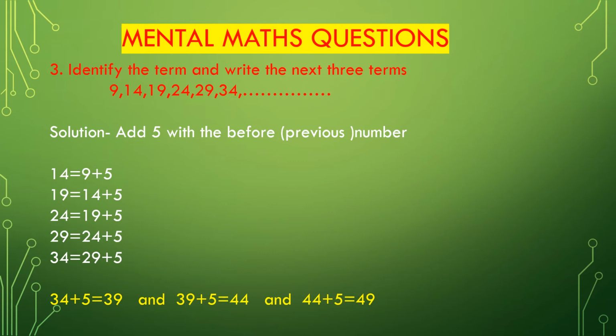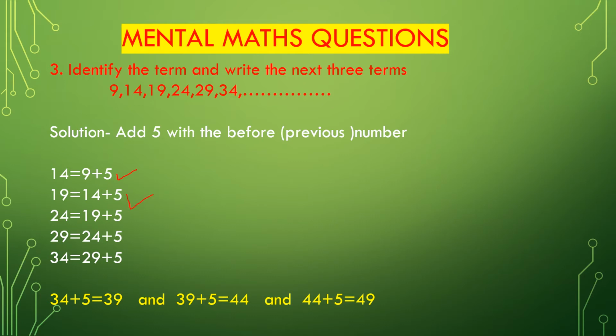Now we'll solve question number 3. Question number 3 is, identify the terms and write the next 3 terms. The sequence is 9, 14, 19, 24, 29, 34. We have to identify the next 3 terms of this sequence. Here the second number 14 is equal to 9 plus 5. 19 is, the previous number is 14, 14 plus 5.